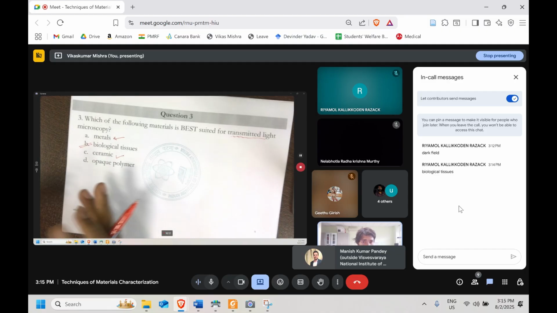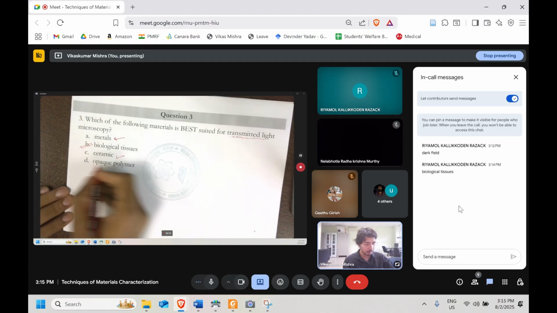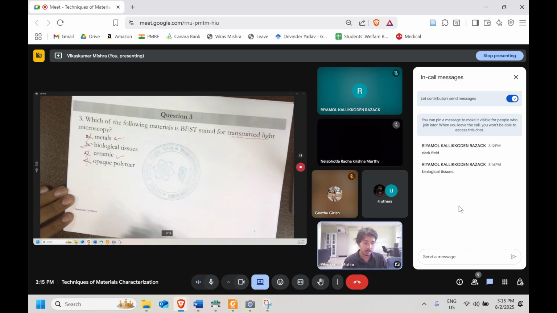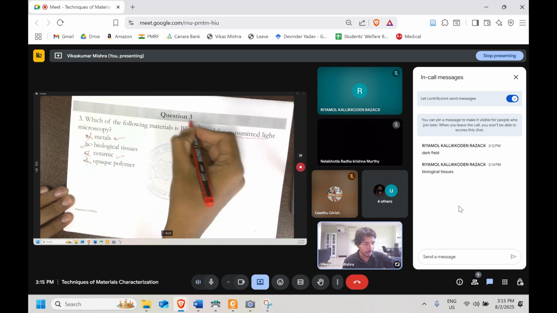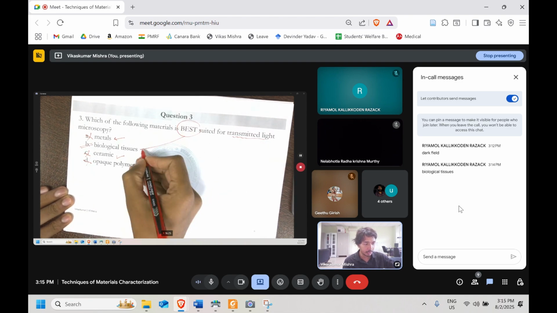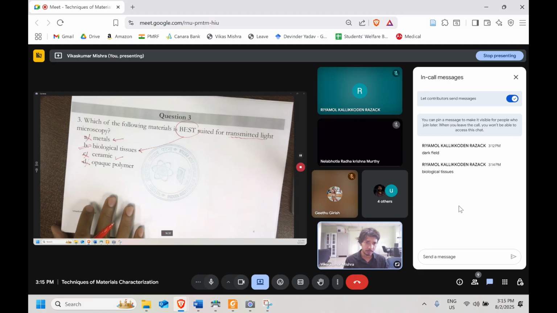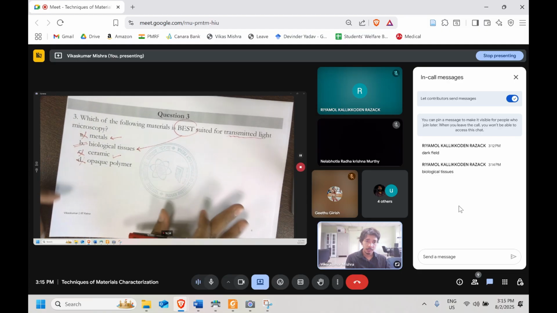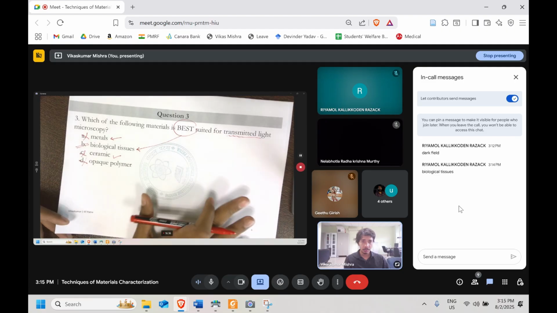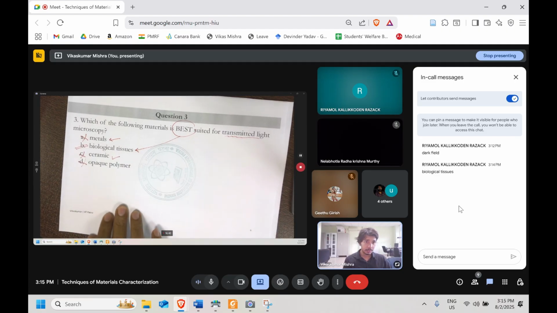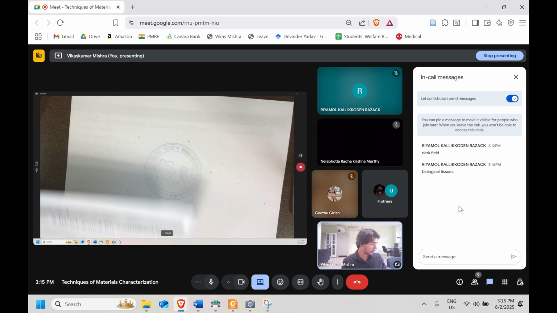And the opaque polymer, the word opaque itself is there. So again, all these things are not suited for transmitted light microscopy. The best suited one is biological tissue, because they are more or less transparent to the light. So with that, we have solved question number 3. Any doubt in this? Let me know. Since there is none, let's move to the next question, question number 4.